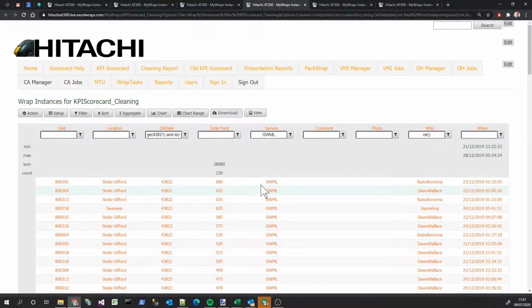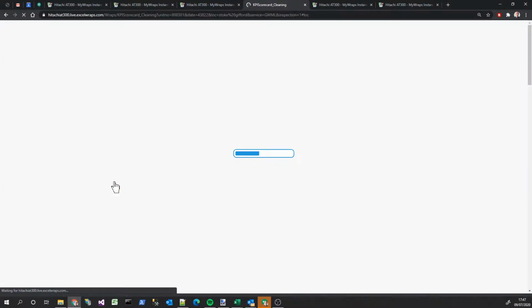But what we can see here is who's done the work and when it was done. And we could also see if people had uploaded photos, any photos would appear here. So that's quite good. If we encourage people to use the photo upload feature, then I think that might make the reports a little bit more interesting.